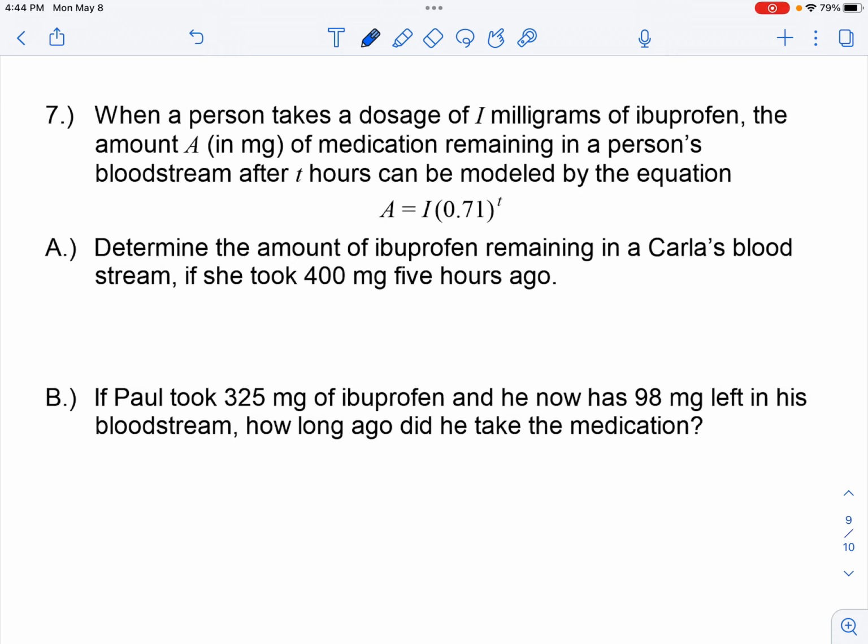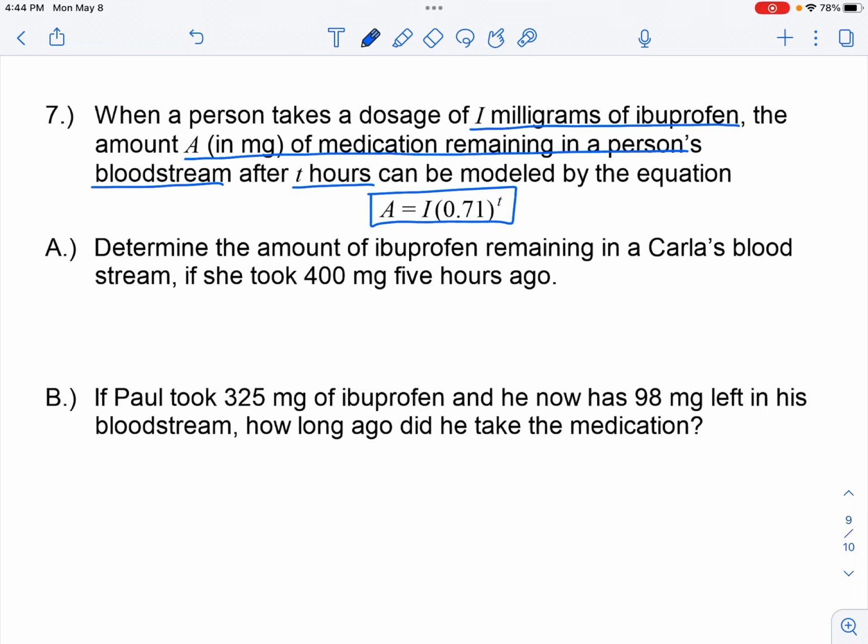Problem number 7. When a person takes a dosage of I milligrams of ibuprofen, so I represents the milligrams of ibuprofen that you take in a dose, okay? The amount A in milligrams of medication remaining in the bloodstream after T hours can be modeled by this equation. So we're going to use this provided function right here. A is the amount of ibuprofen that remains in your bloodstream after a period of time. T is time measured in hours. And I is the initial dose that you took of ibuprofen.